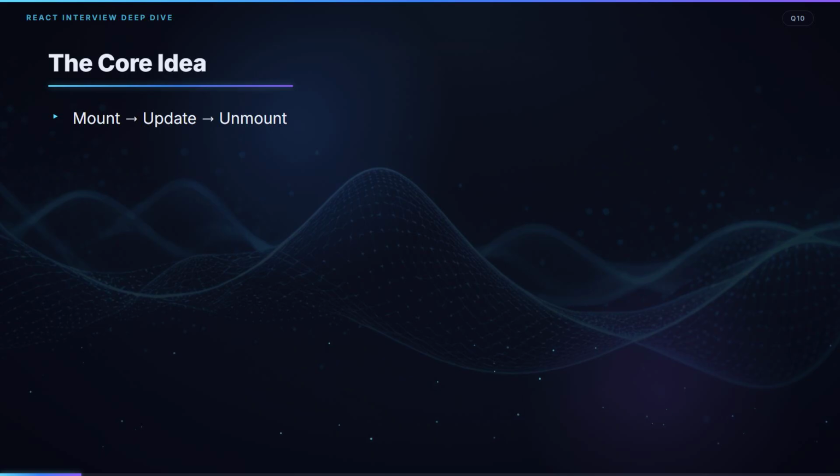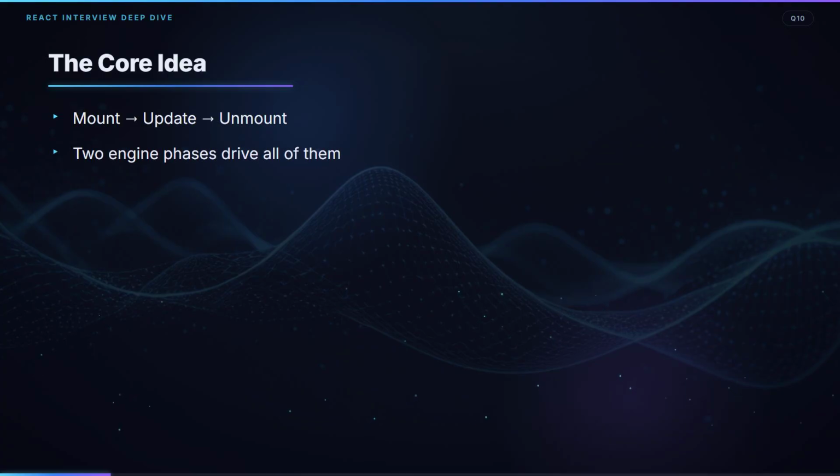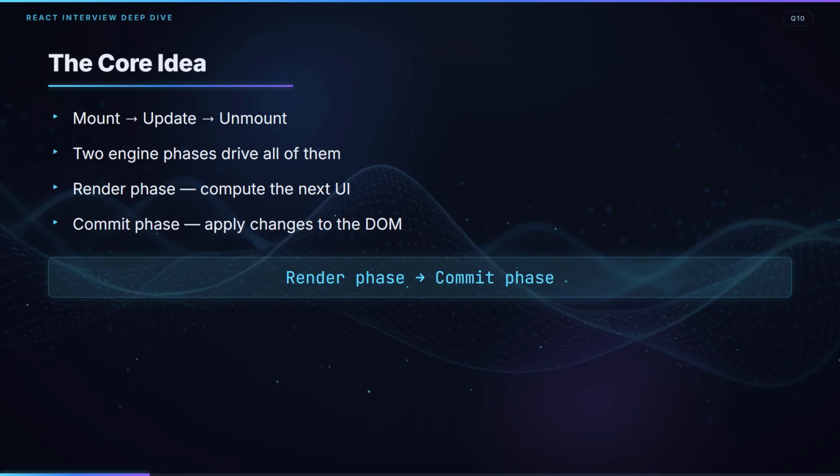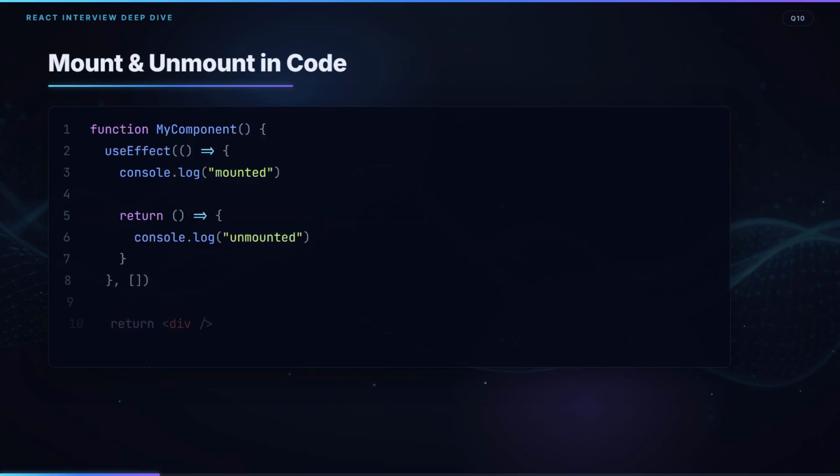Every component goes through three stages: it mounts, it updates, and eventually it unmounts. But under the hood, React drives all of them with two engine phases. The render phase computes what the next UI should look like. The commit phase applies those changes to the real DOM. Let's see it in code.